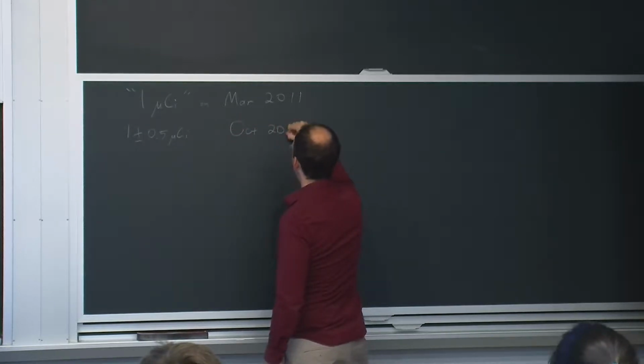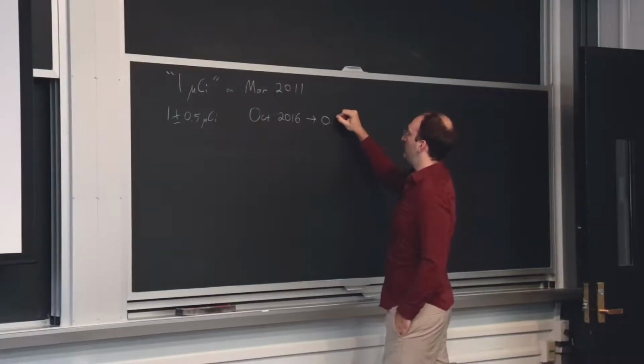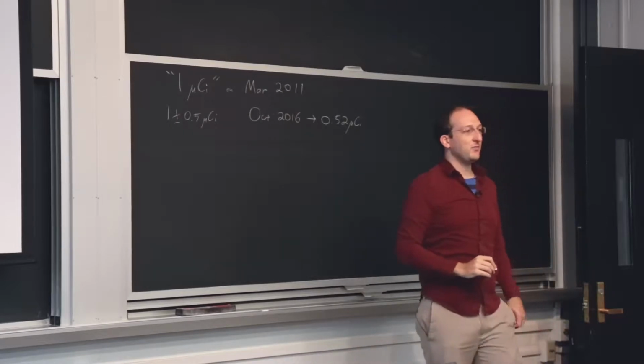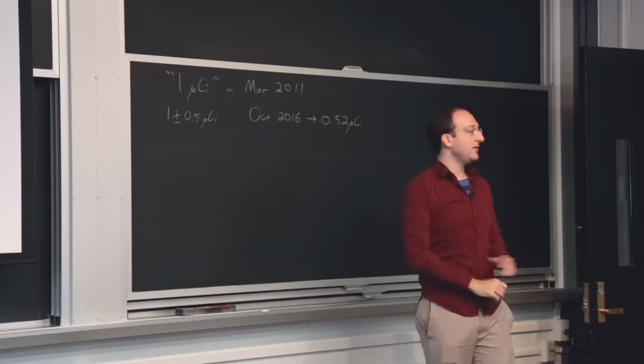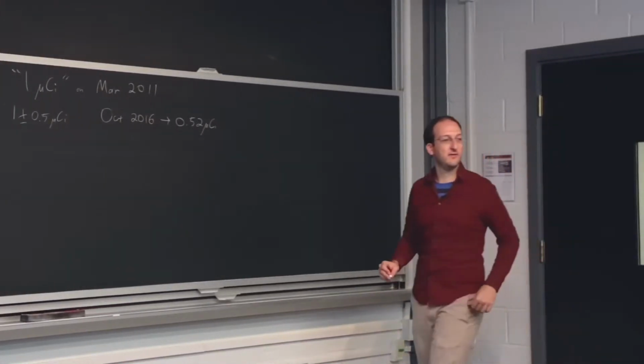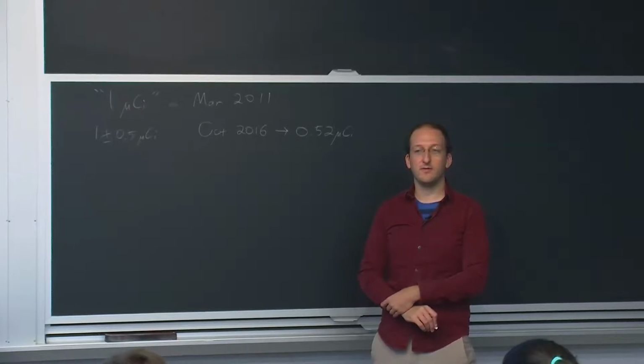So we supposedly have a 1 microcurie source, and I've measured it now, in October 2016. Suppose I made a measurement, and it was 0.52 microcuries. And we want to know how active this source actually was when we got it. Where would I begin? Look at the half-life. OK, yeah.